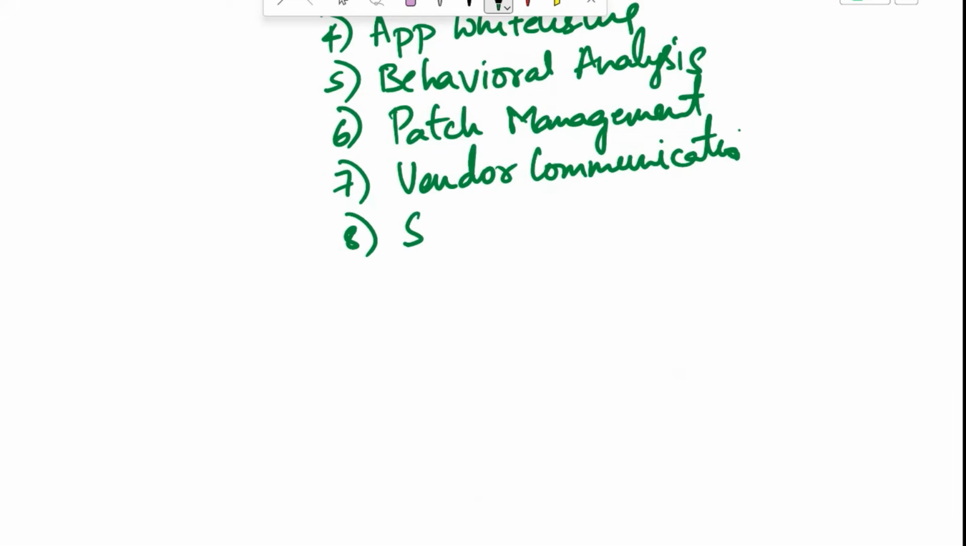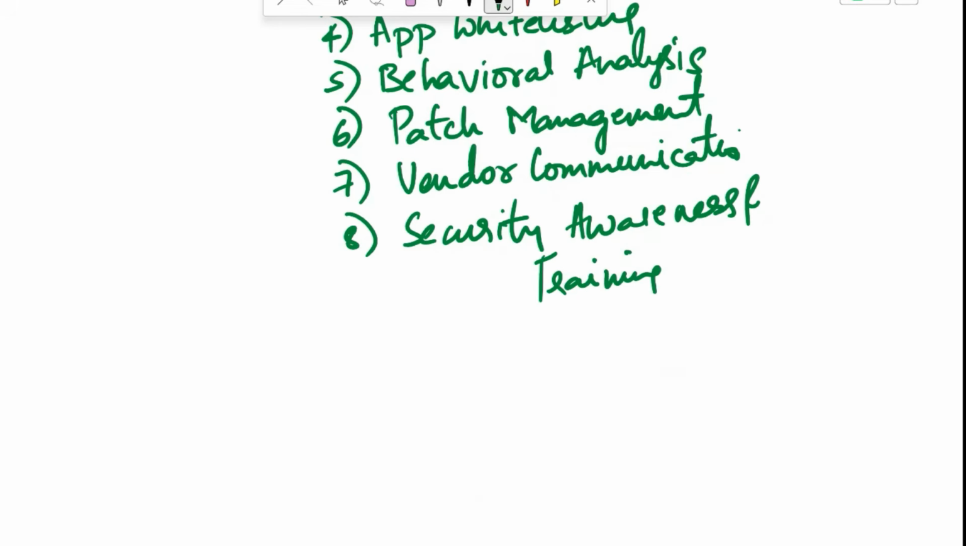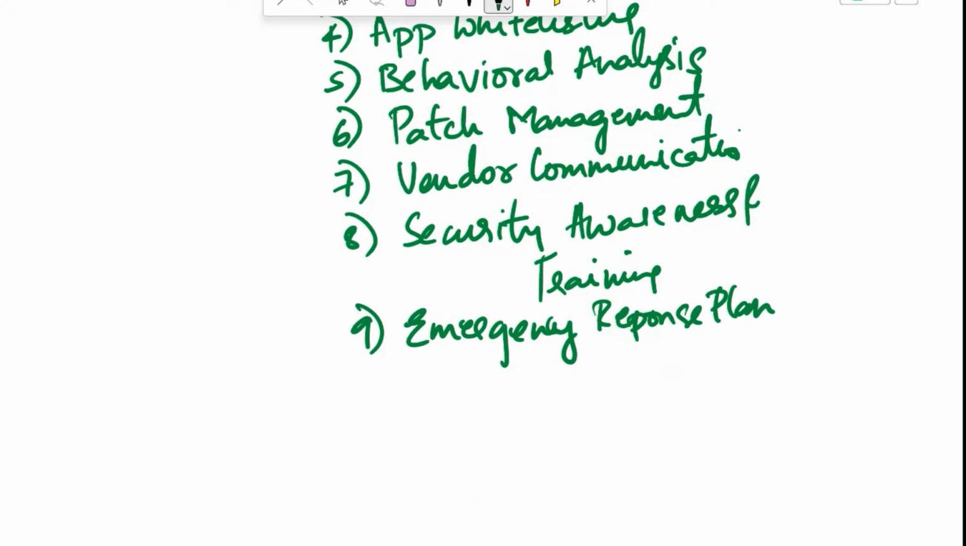Next is security awareness and training. Educate employees about the risks of zero-day attacks and social engineering techniques that often accompany them. Next is to develop and maintain an emergency response plan specifically tailored to zero-day vulnerabilities. This plan should outline steps to detect, mitigate, and recover from zero-day attacks.